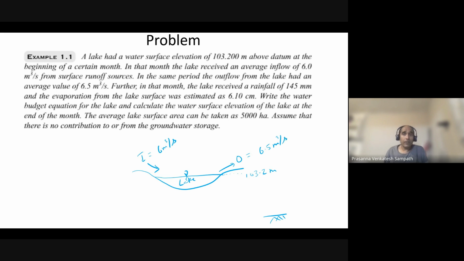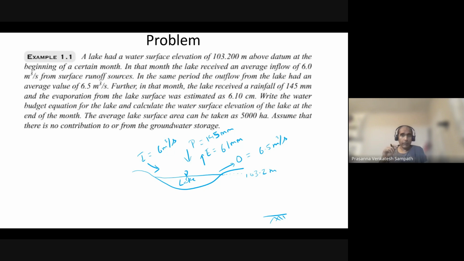It received rainfall of 145 millimeters. So P, precipitation, is 145 millimeters. And evaporation from the lake surface was estimated as 6.1 centimeters. Let me denote that E as 6.1 centimeters. Let me convert everything to millimeters so that it's convenient: 61 millimeters. Write the water budget equation for the lake and calculate the water surface elevation of the lake at the end of the month.